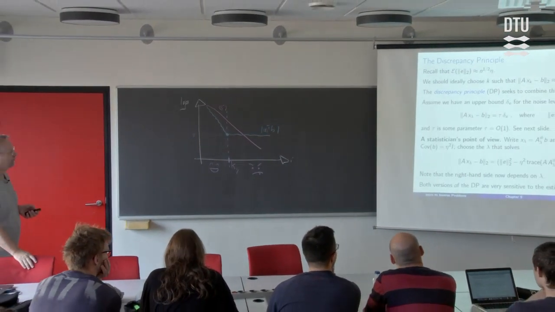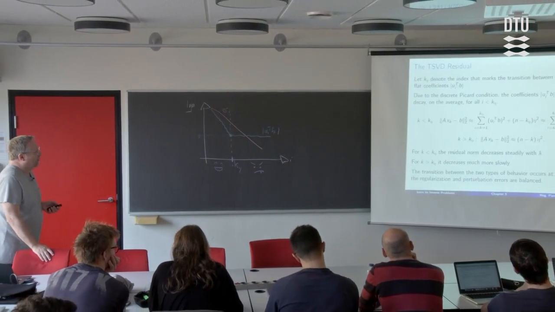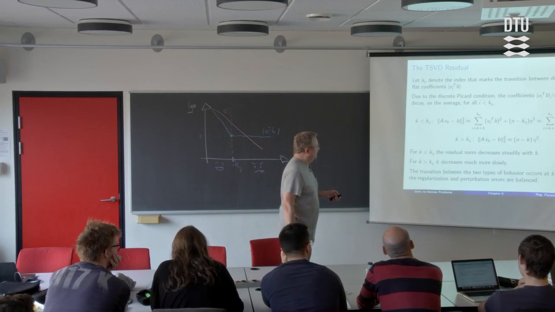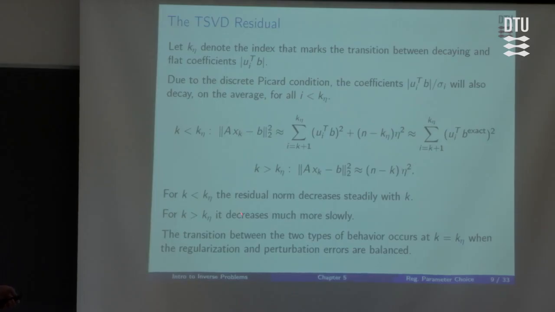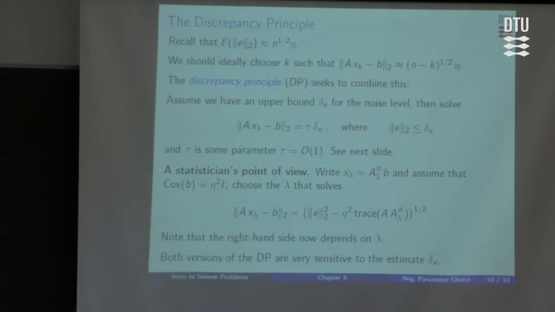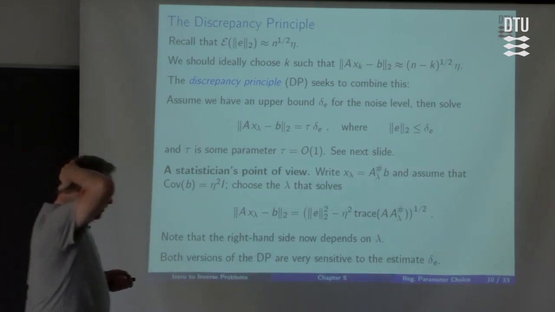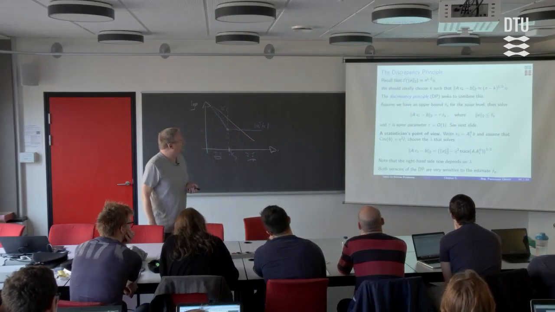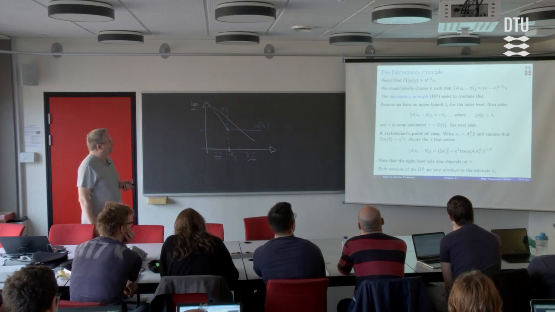But it's difficult to devise a method that actually looks for this change, this transition in behavior here. So instead, people have come up with something that tries to catch that transition in a different way, right? And it's called the discrepancy principle. And I guess the discrepancy principle is probably the oldest, at least one of the oldest methods for choosing a regularization parameter.